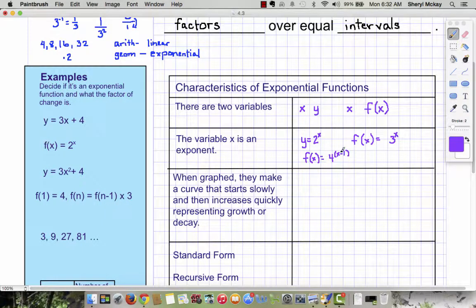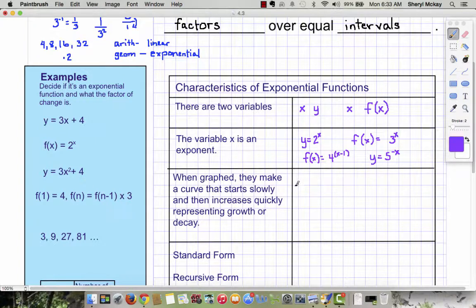But either way, the x is always the exponent. Do you see that? Every single time it's the exponent. It could even be this, y equals 5 to the negative x. Okay? You can even have a negative, but the x is always an exponent. All right? The next thing that is a characteristic of an exponential function that's very different from a linear function.